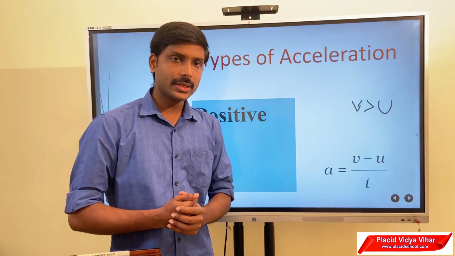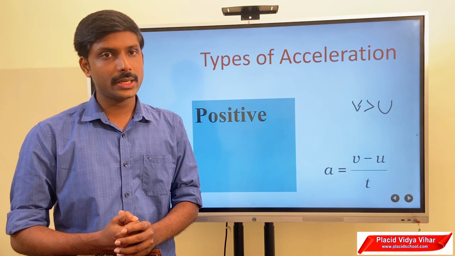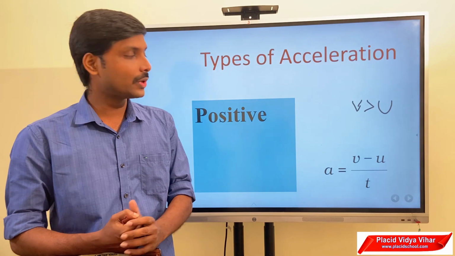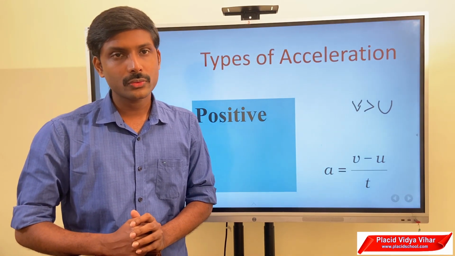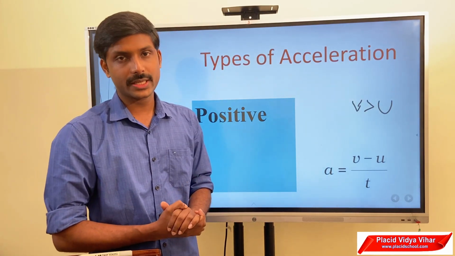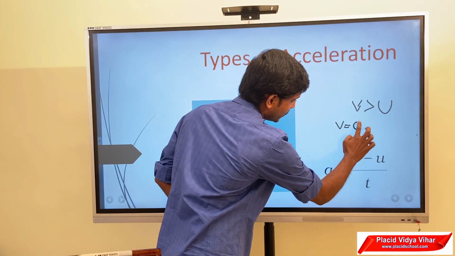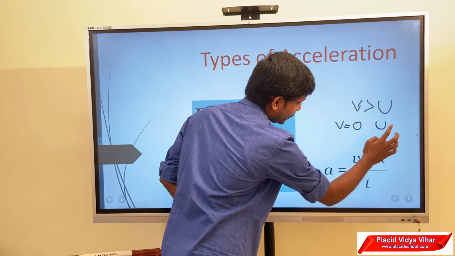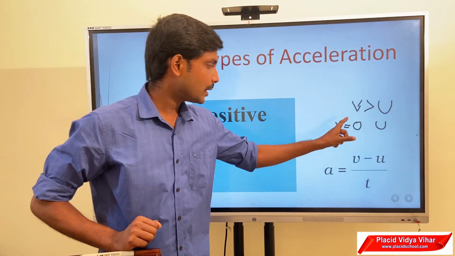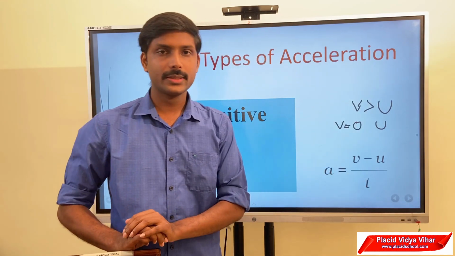In the second case, if you are considering an object which is moving with certain velocity and after some time it comes to rest, in this case what happens to v and u? Initially it has certain velocity, finally it is coming to rest. So the value of v here will be 0, but it has an initial value u. If you substitute in this particular equation, we get (0 − u)/t.